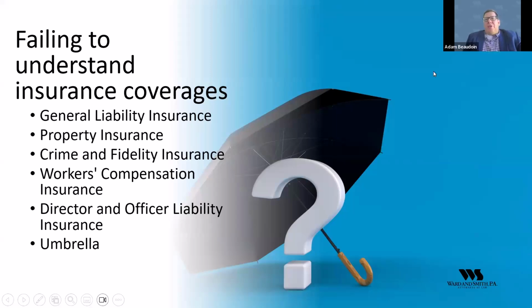Failing to understand insurance coverages can get you in big trouble. You cannot rely on your insurance agent to make sure that you have picked the right type of insurance. You need to make sure that your insurance coverages, if you're a board member, are congruent and consistent with what's in your governing documents. And that means both on a level of we have enough coverage and that we're not paying for too much coverage.